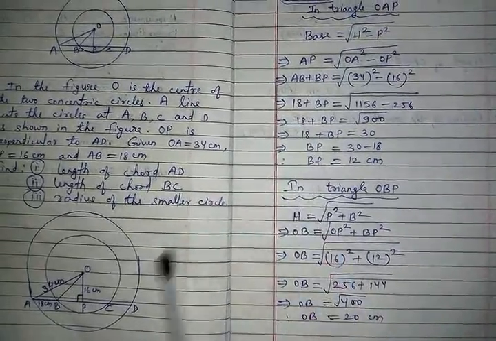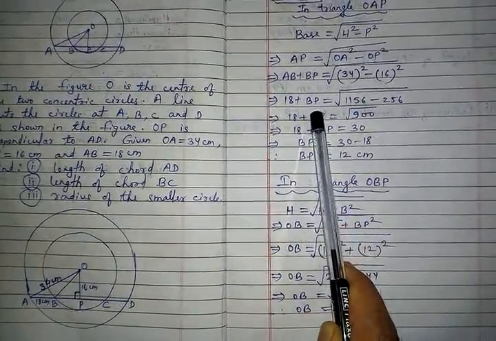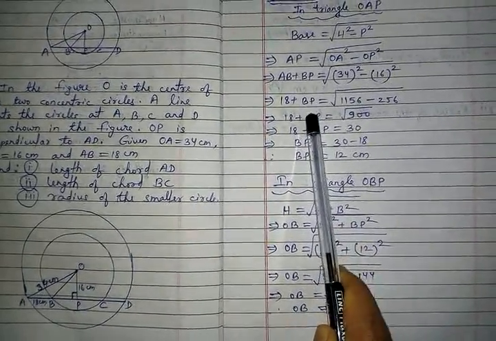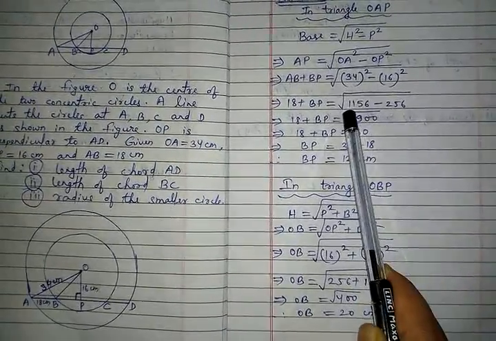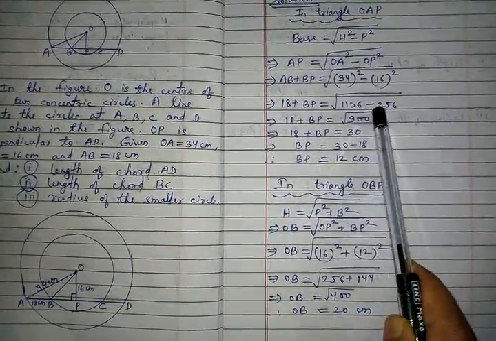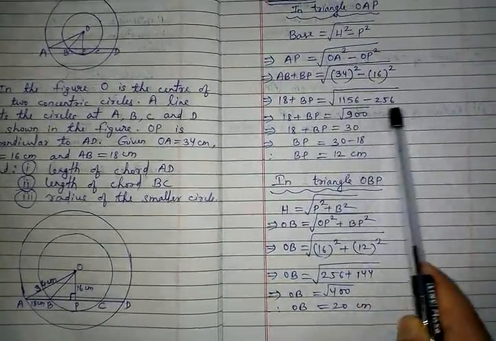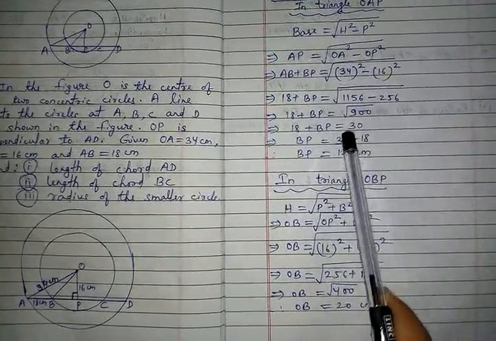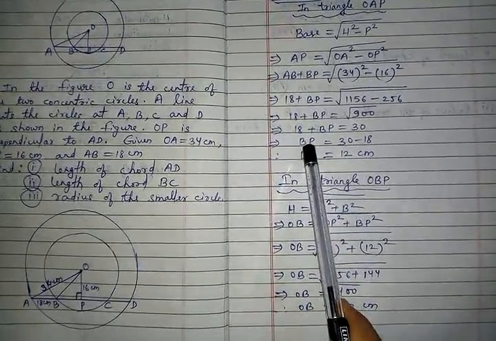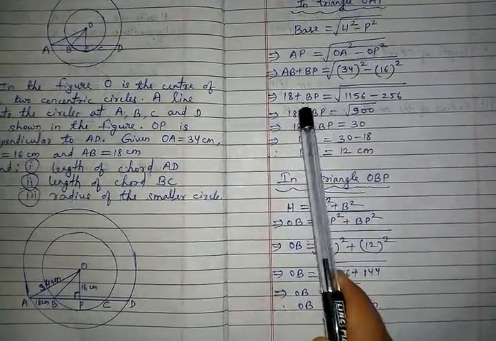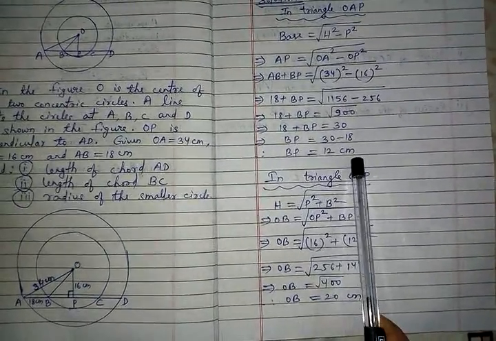Now AB is 18, so 18 plus BP. Now BP we have no value, so I wrote BP. And 34 square means 34 into 34 is 1156, and 16 square is 256, root over, and if we subtract it is 900. Root 900 is 30, and this one I wrote the same. And finally BP equal to 30 minus 18. 18 comes this side, it is minus. So BP equal to 12.